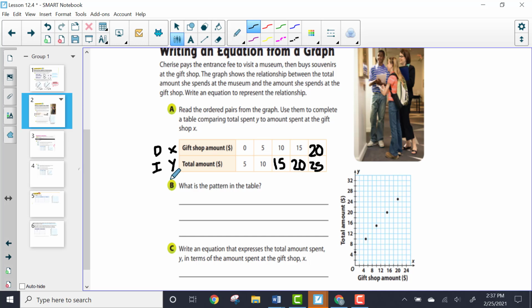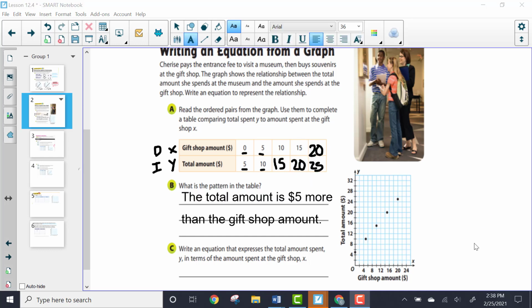Okay, so taking a look at this pattern, what is the pattern in the table? All right, so what we can see is that the total amount is 5 more than the gift shop amount. Okay, so gift shop amount 0, total amount 5. Gift shop amount 5, total amount 10. 10 and 15, 15 and 20, 20 and 25. So we can see the total amount is 5 more than the gift shop amount. And I would like you to fill the table in just like I did, and also fill in letter B like I did as well.